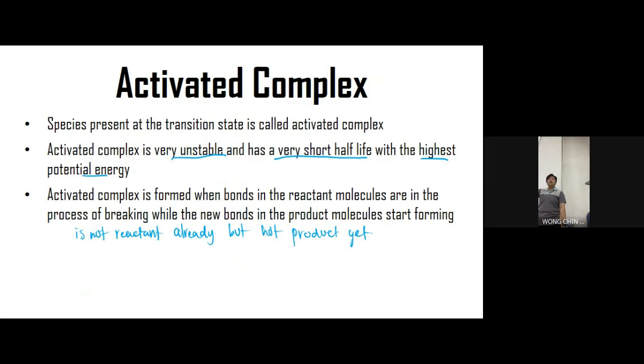Dia wujud tak? Dia wujud. Tapi dia takkan duduk lama. Alright, sebab short half-life dia akan hilang. Dia akan pecah jadi benda lain. Dan obviously, transition state yang ada activated complex bergerak daripada reactant, dan kalau dia tak nak duduk kat sini, dia pergi kat mana? Produk. Dia akan pergi ke produk dengan syarat cukup tenaga.